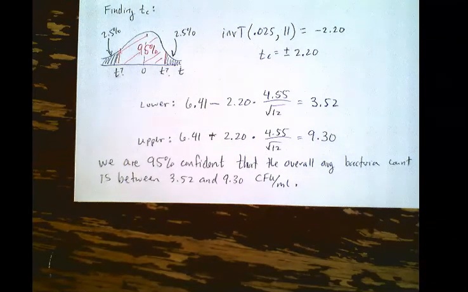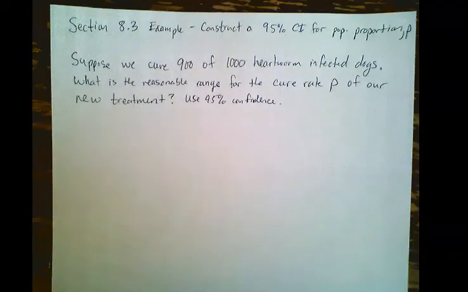All right, you can go back to your PowerPoint, so you have one more section left. All right, so section 8.3 deals with confidence intervals for a population proportion rather than a mean. So here we'll construct a 95% confidence interval for P, the population proportion. So it says, suppose we cure 900 of 1,000 heartworm-infected dogs. What is the reasonable range for the cure rate P of our new treatment? Use 95% confidence.